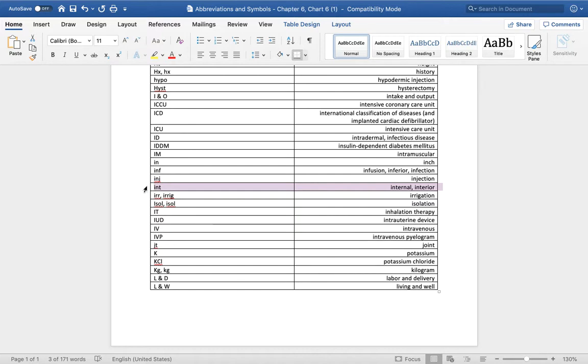INT. INT could be one of two things. It could be internal or interior. So either way, it means on the inside. INT is inside.